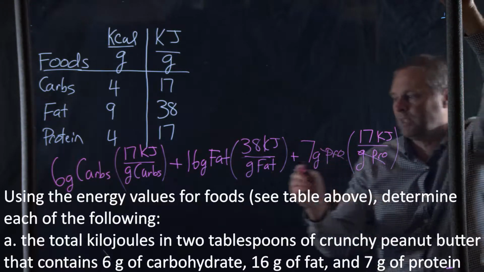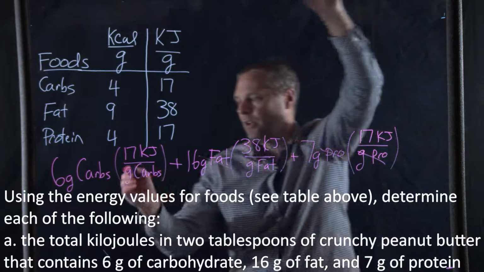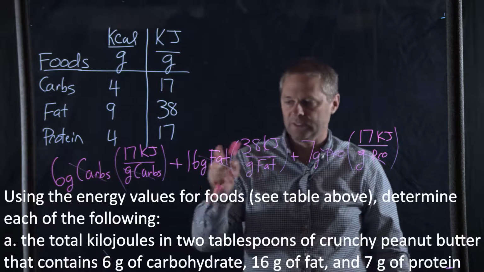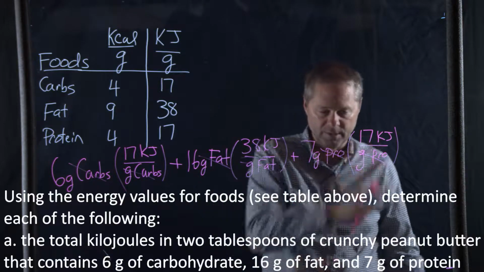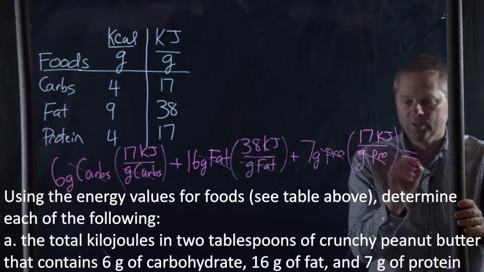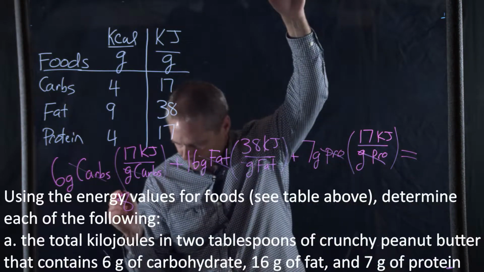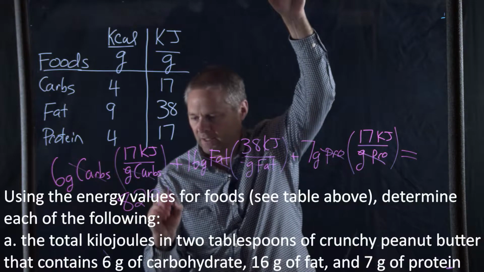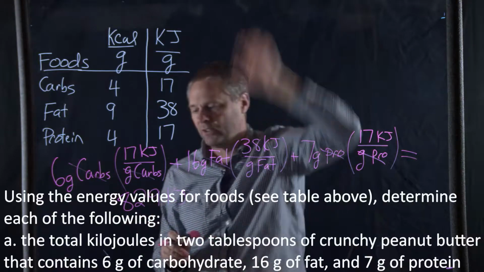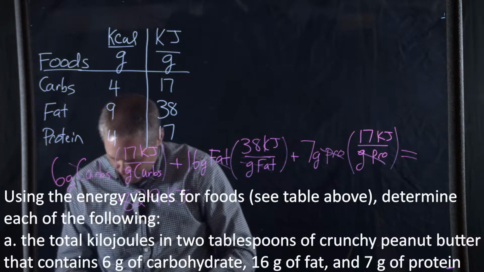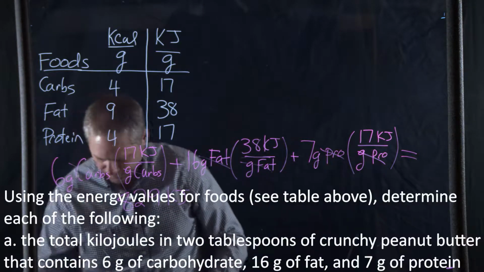So grams of protein cancel, grams of fats cancel, grams of carbohydrates cancel. Take 6 times 17 plus 16 times 38 plus 7 times 17, and that's going to give us a grand total of 829 kilojoules of energy, which will be in that 2 tablespoons of crunchy peanut butter. All right.